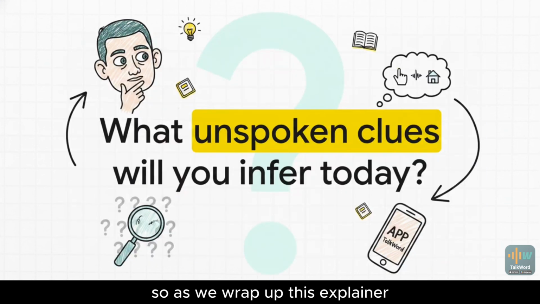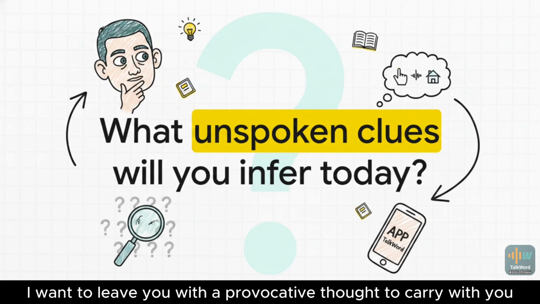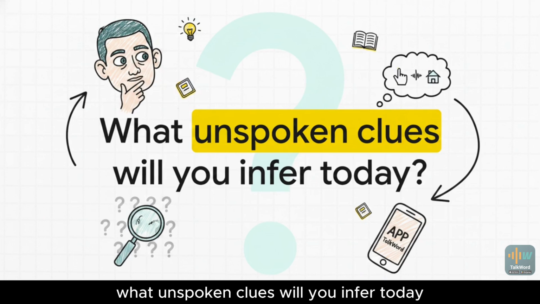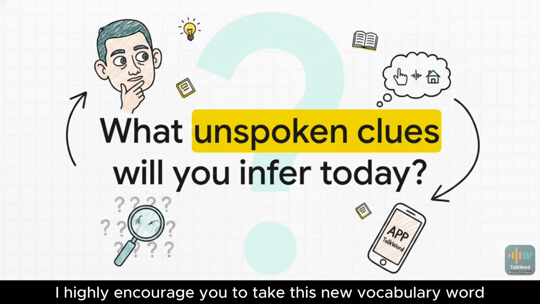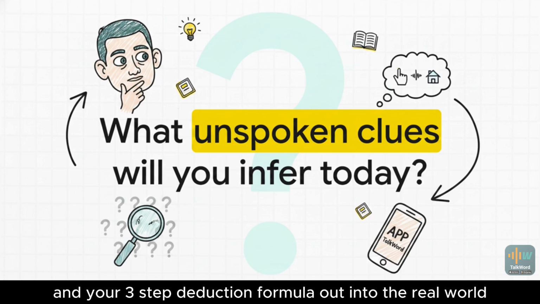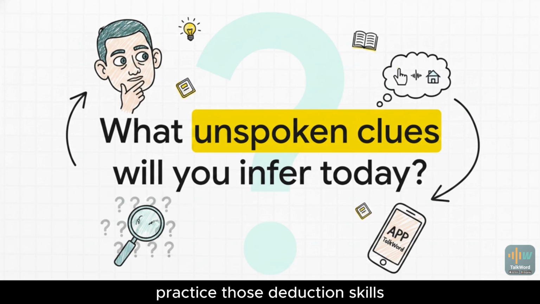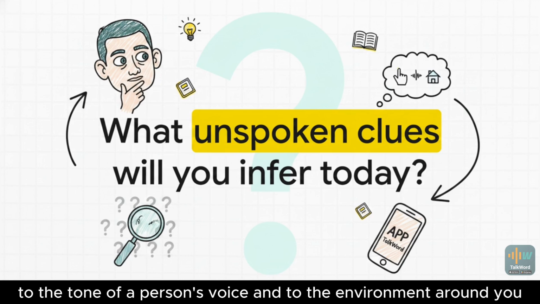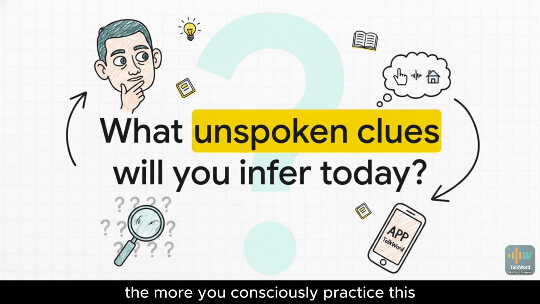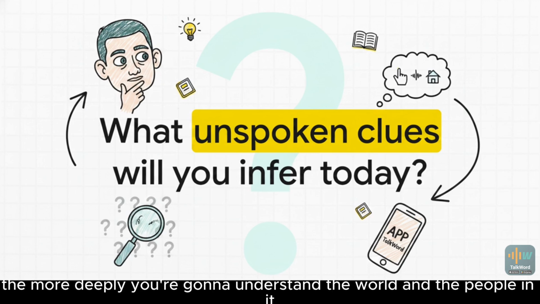So, as we wrap up this explainer, I want to leave you with a provocative thought to carry with you. What unspoken clues will you infer today? I highly encourage you to take this new vocabulary word and your three-step deduction formula out into the real world. Practice those deduction skills. Start paying closer attention to body language, to the tone of a person's voice, and to the environment around you. The more you consciously practice this, the more deeply you're going to understand the world and the people in it.